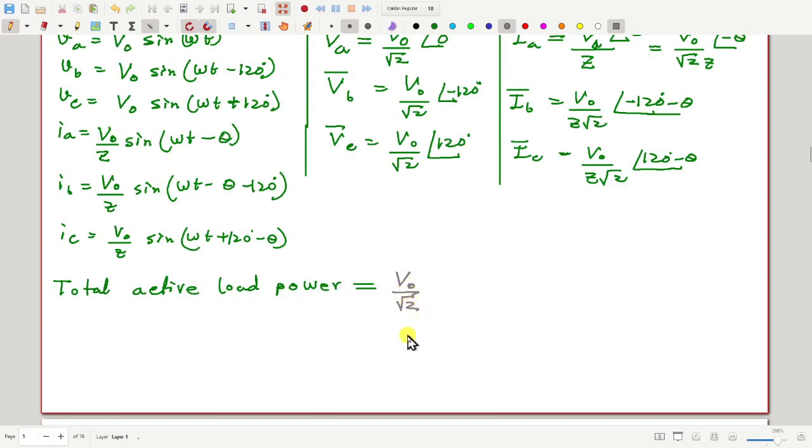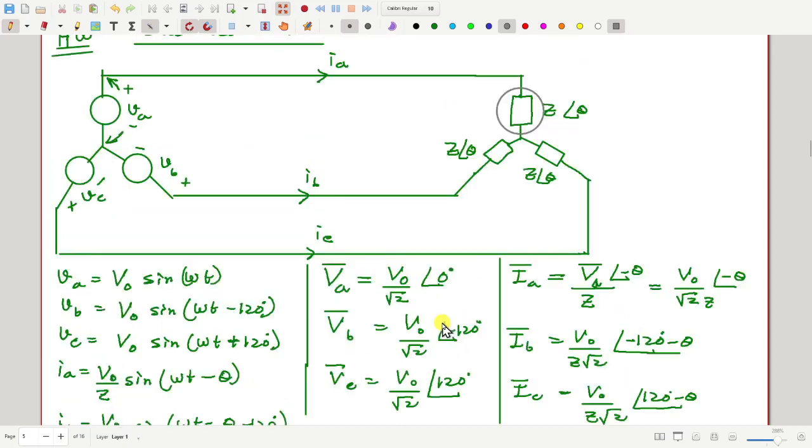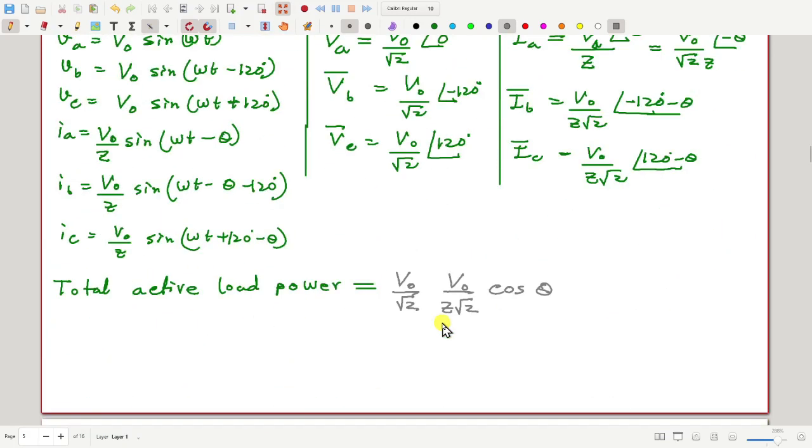How much is IRMS, current RMS? V naught by Z root 2. How much is the angle between the voltage and current? Theta, so cos theta. So this is the power consumed by one load. So how much is the total active power, average power consumed by the three loads? Into 3. So that is basically 3 V naught square by 2 Z cos theta.